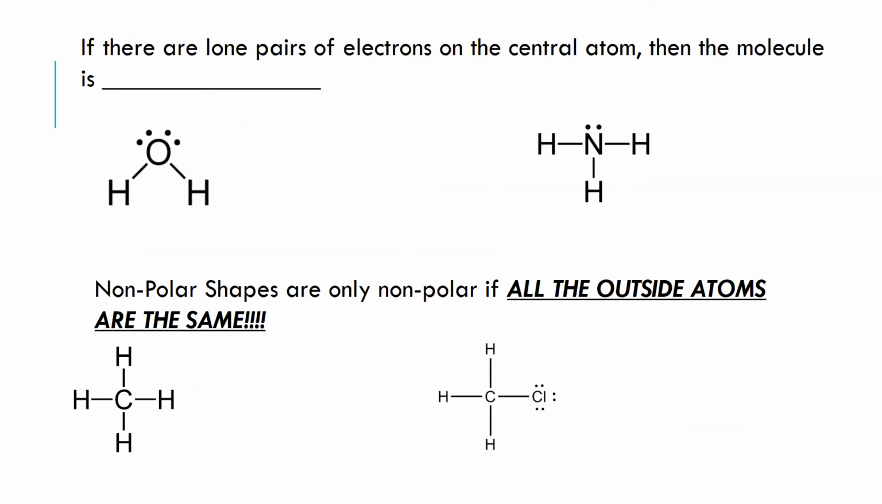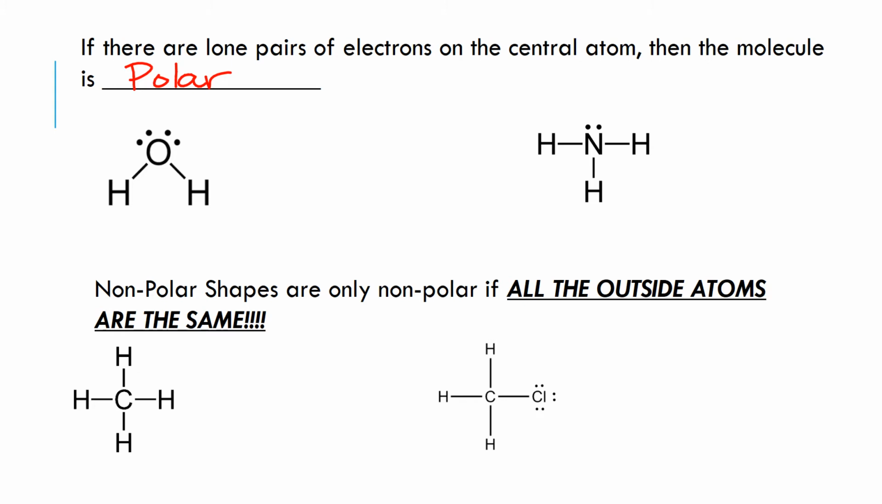And that becomes key. Because if there are lone pairs of electrons on the central atom, then that tells you right then and there that the molecule is polar. Now, this isn't always true, but for the purposes of your course, if there's lone pairs on the central atom, the molecule is polar. Now, nonpolar shapes will only be nonpolar if one important condition is met. And that condition is that all of the atoms on the outside are the same.